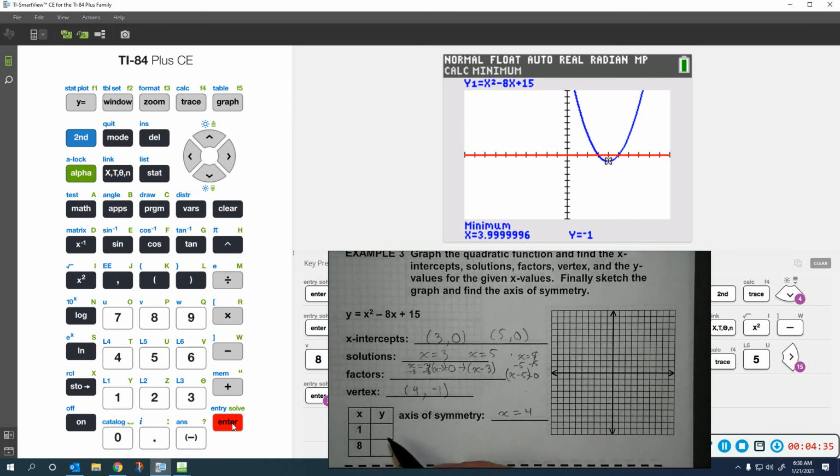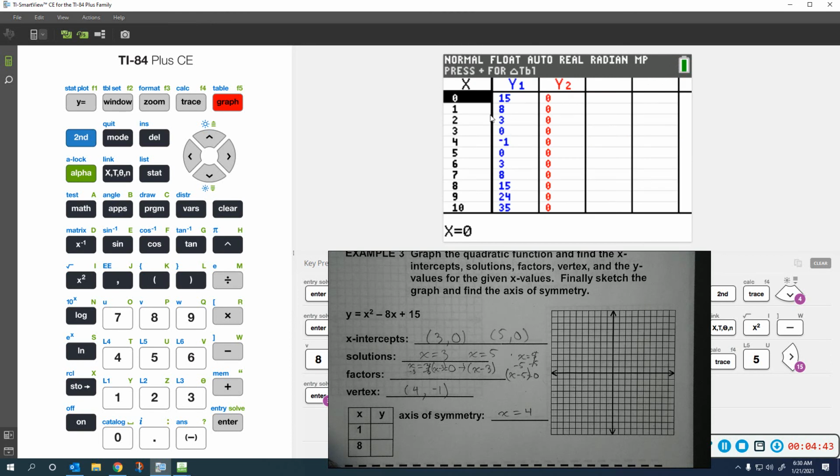Now, these 2 points, remember how to get points from your table. You go back to your calculator, second graph. This pulls up your table. It says it wants it at 1, so at 1, the y value is 8. And then at positive 8, the y value is 15.